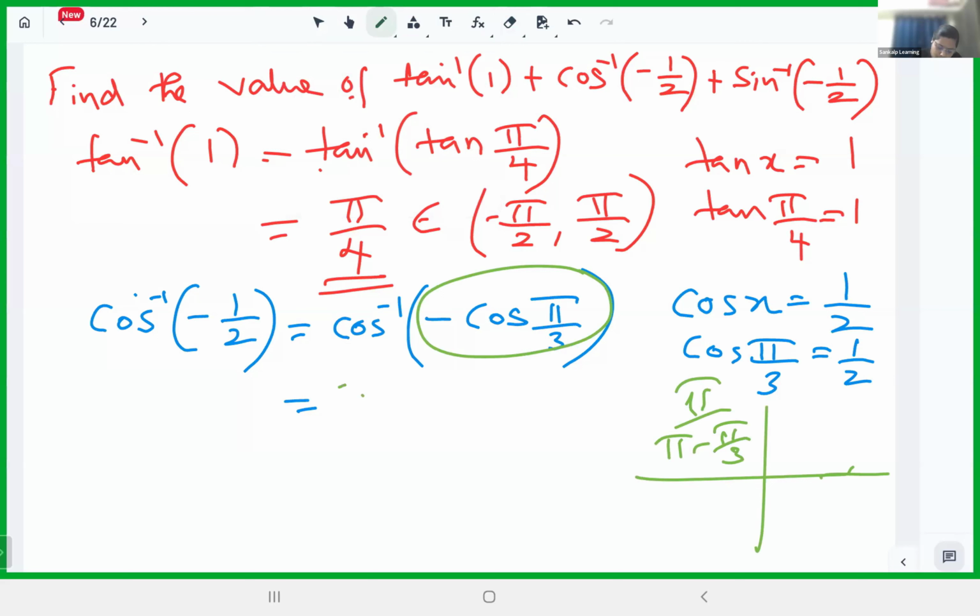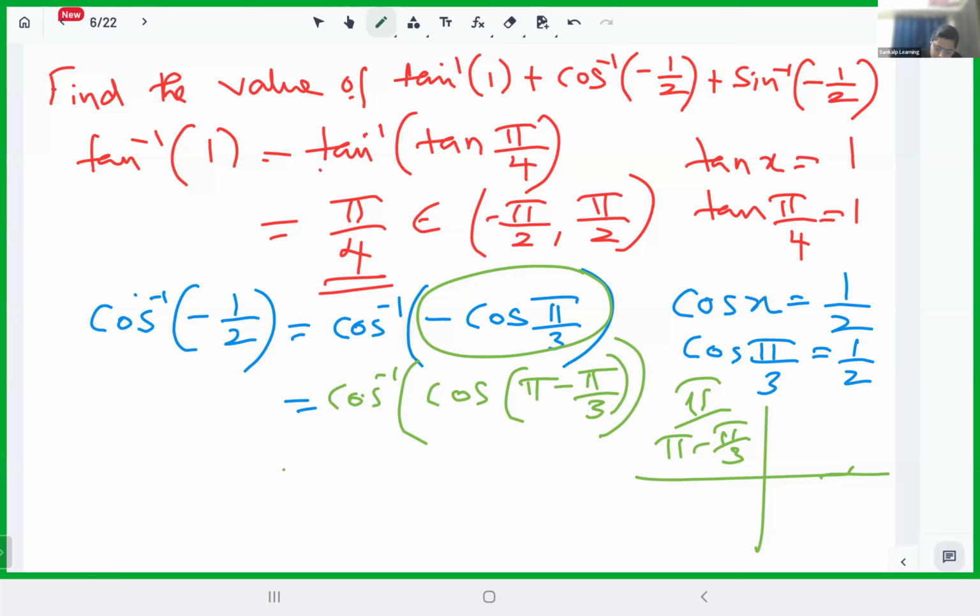So this can be written as cos inverse of, this minus cos pi by 3 can be written as cos of pi minus pi by 3. Since pi minus pi by 3 is an angle in the second quadrant, cos of pi minus pi by 3 is nothing but minus cos pi by 3. If it was in the fourth quadrant, cos is positive, so it will become just cos pi by 3. But here, since it is in the second quadrant, it will become minus cos pi by 3. So minus cos pi by 3 can be written like this.